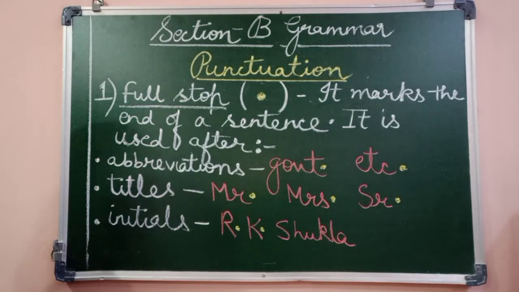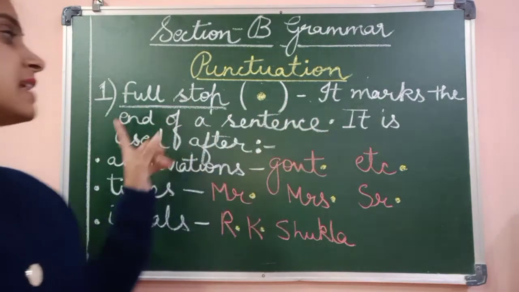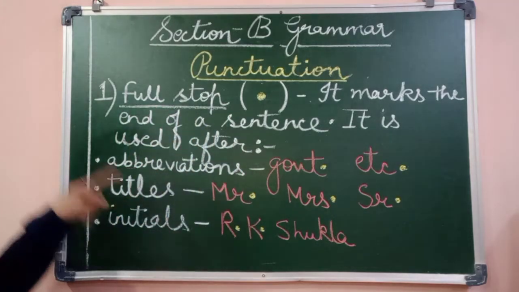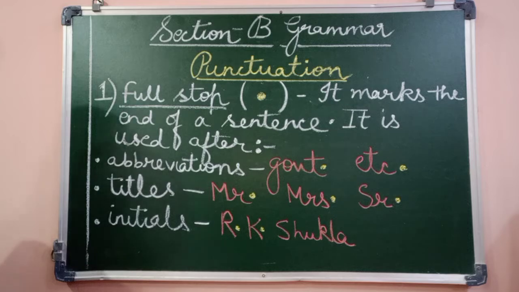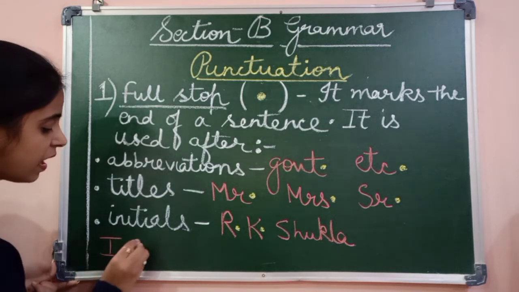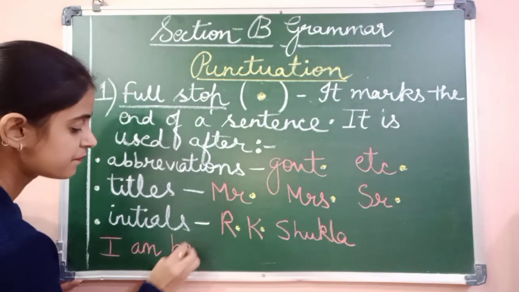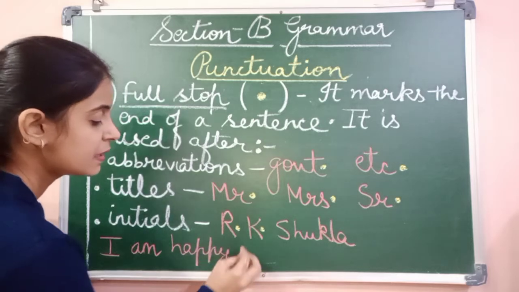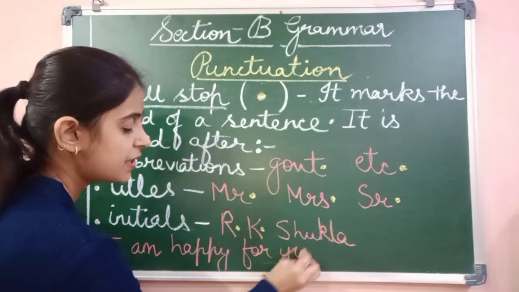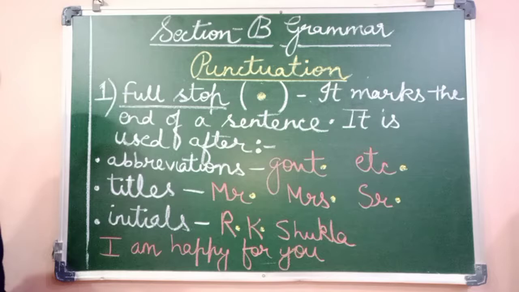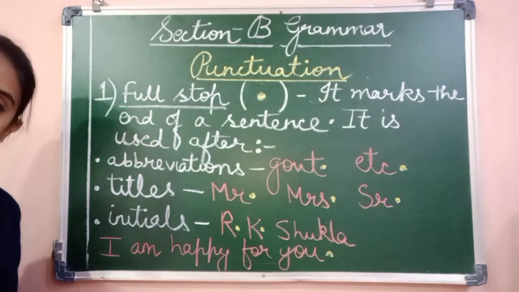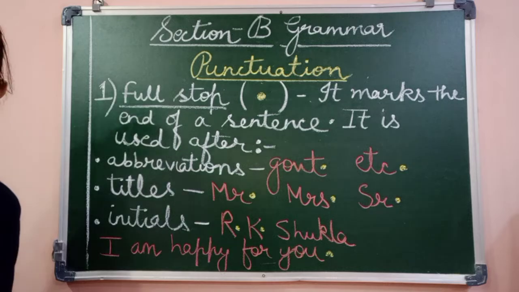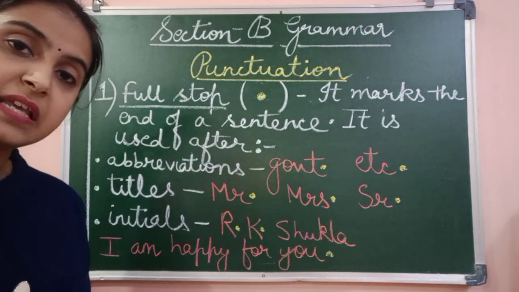Right? So children, I hope the usage of full stop is clear to you. That full stop marks the end of a sentence. It is used after abbreviations, titles or initials. For example, if I say, I am happy for you. Now this is a statement. This is a sentence. This sentence is incomplete if we do not put a full stop. So full stop is always used to mark the end of any sentence.